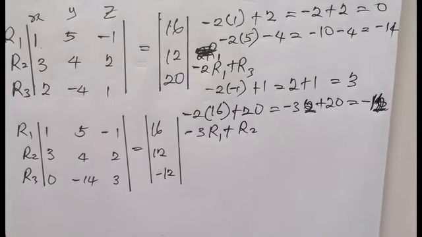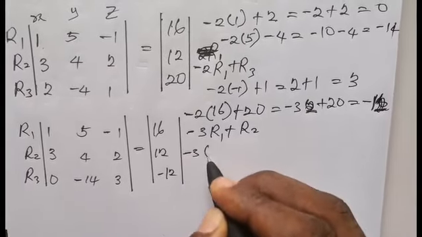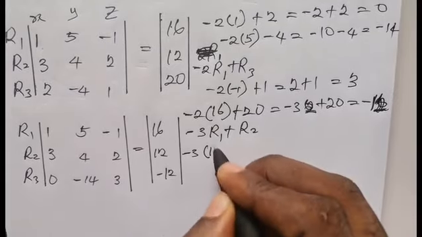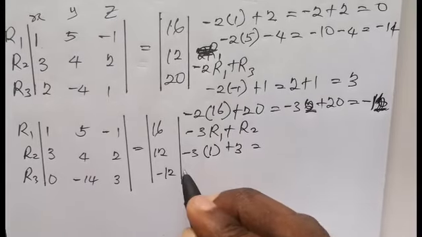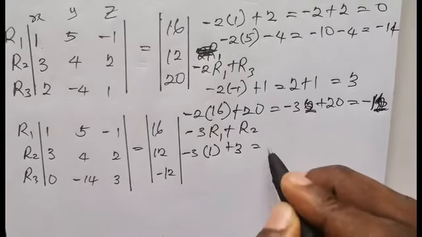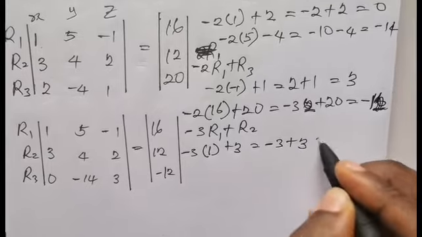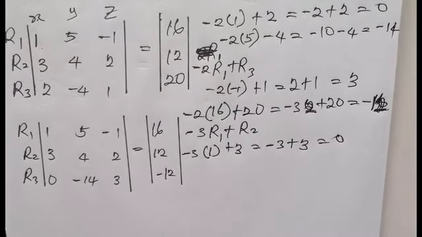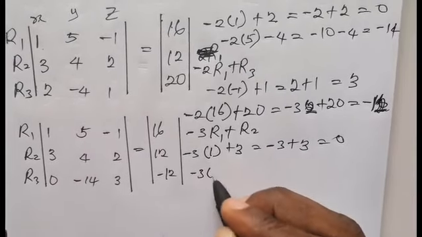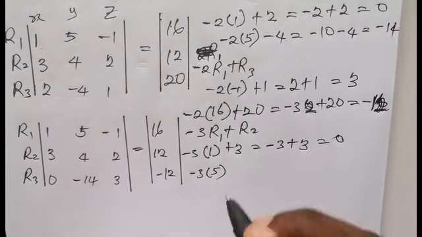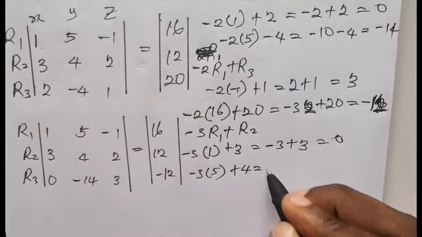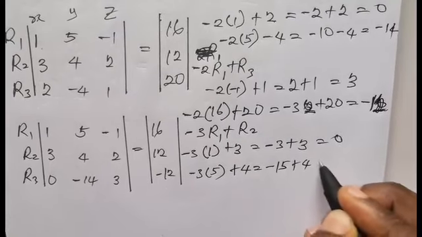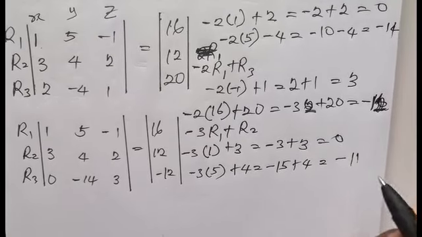So let's do this now and see. So -3 row 1 for the first element there is 1, plus the first element in row 2, which is 3. This is equal to -3 times 1 is -3 plus 3, and this simply gives us 0. Similarly, we do that for the second element. We have -3 times 5, plus the second element in row 2, which is 4. This is equal to -15 plus 4, and this gives us -11.